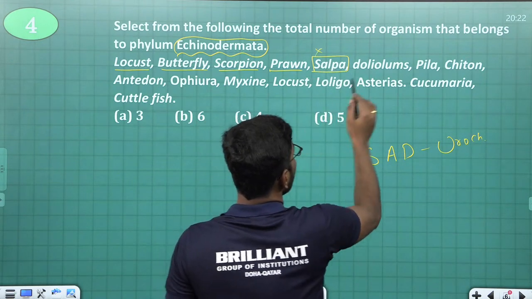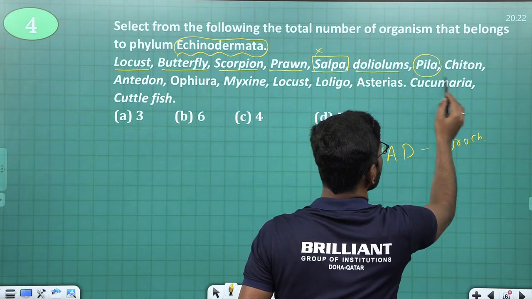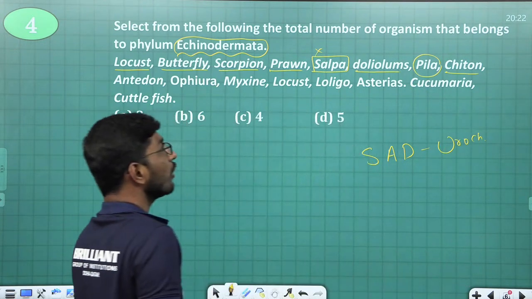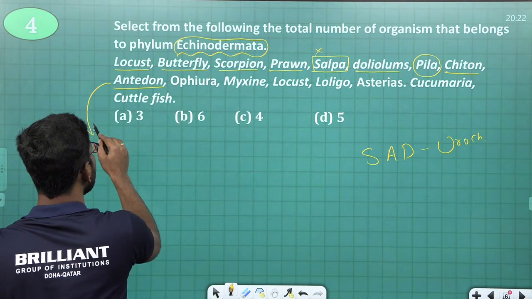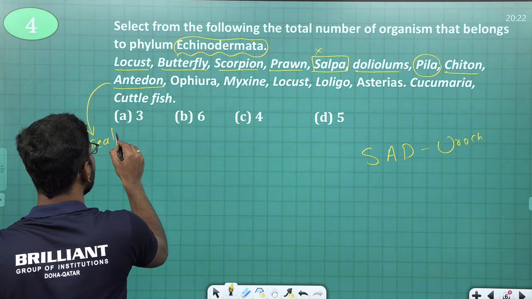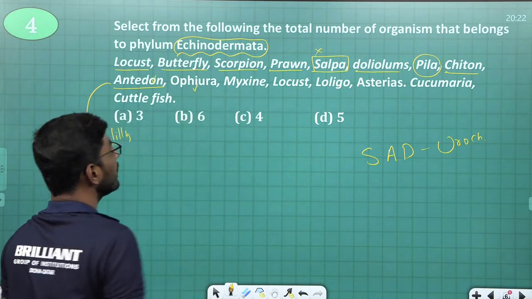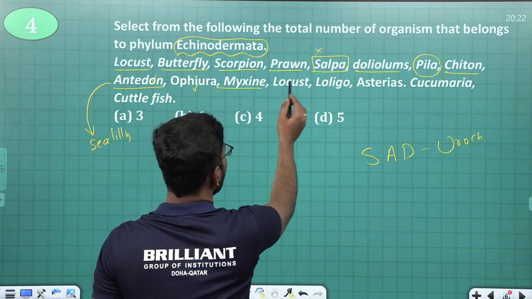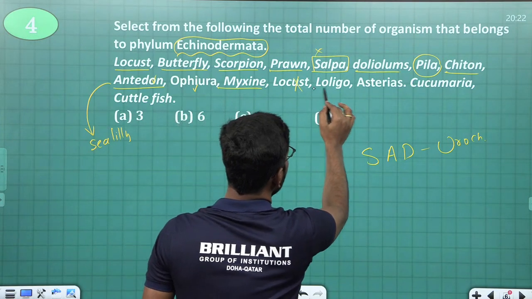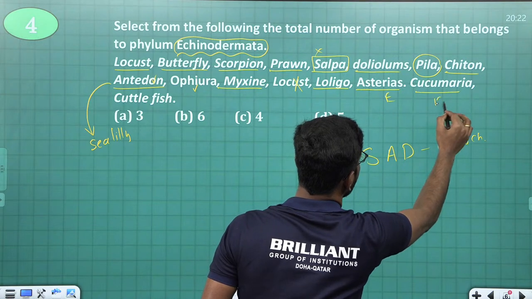So let's leave it. Doliolum also Urochordata. Pila, mollusca, chiton also mollusca. Antedon, it is called sea lily. This is called what, beta? Sea lily. So this is echinoderm. Ophiura, brittle star. This is also echinoderm. Myxine, cyclostomata. Locusta again, right? Leave it. Loligo, mollusca. Asterias, echinodermata. Cucumaria, echinodermata.